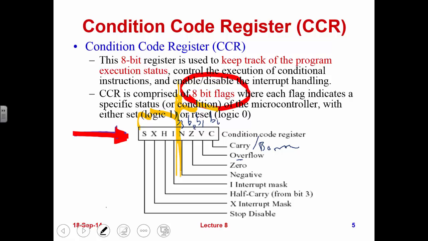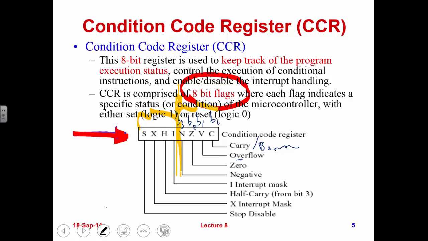The bit N here is the negative bit. It tells us if the previous operation produces a result of 0 or not, a negative value or not. If the previous operation produces a negative value, then this bit, the bit N, is 1. If not, it's positive, then this bit is 0.